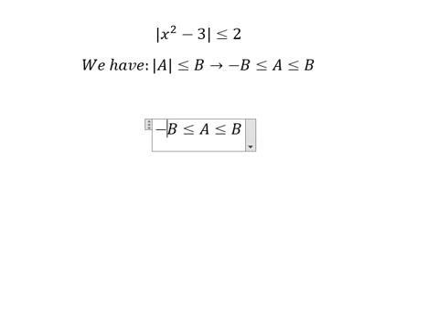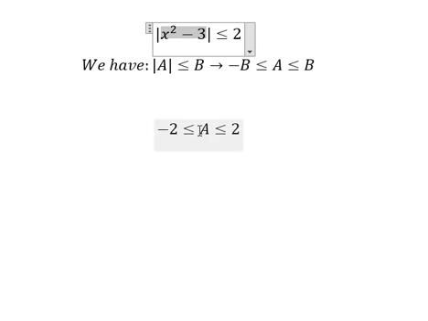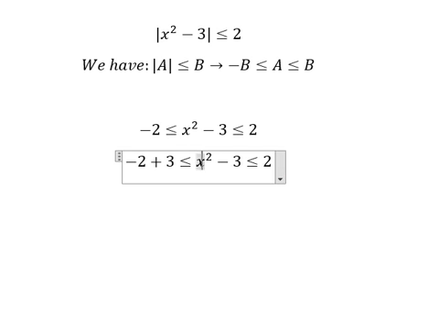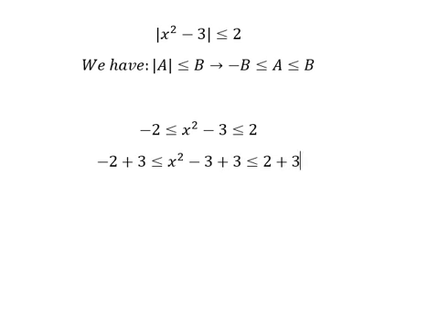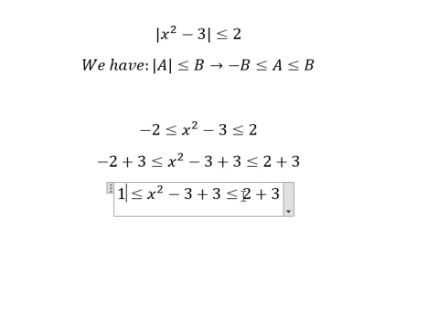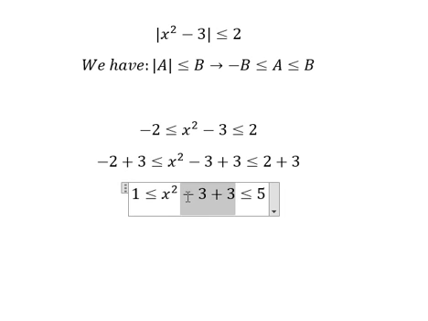So negative b, that's negative number 2. B, that's number 2. A, that's this one. Now, we add positive number 3 to both sides. This one you get number 1. This one you get number 5. This one you get 0.